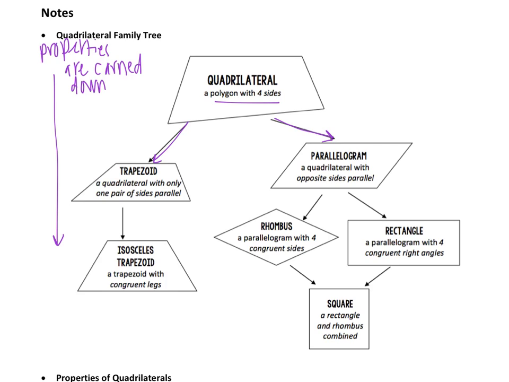So for example, a trapezoid is a quadrilateral, meaning four sides, with only one pair of parallel sides. So we're going to mark parallel by doing these little arrows. But then we move on to an isosceles trapezoid, which has parallel sides, but now it also has congruent legs. The legs are the two sides that are not parallel. Bases are the top and the bottom.